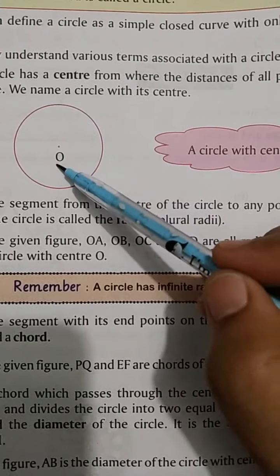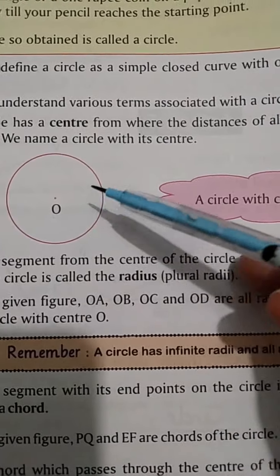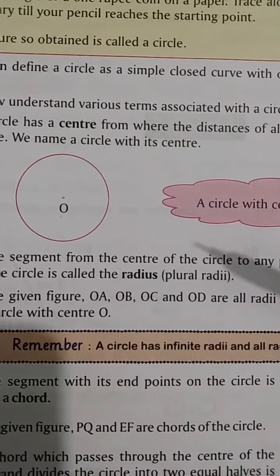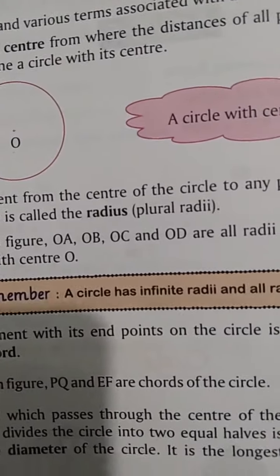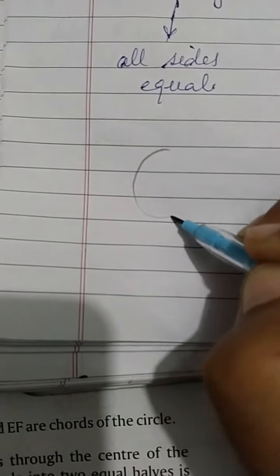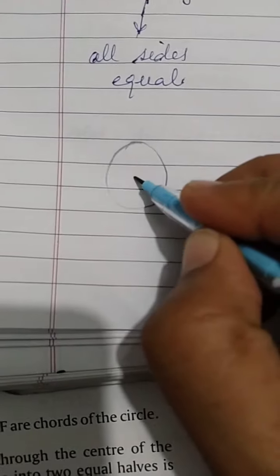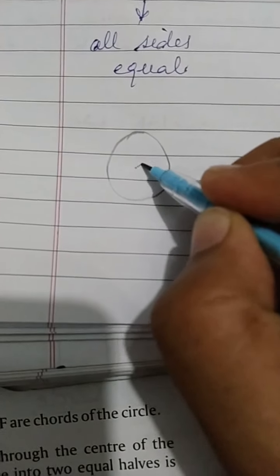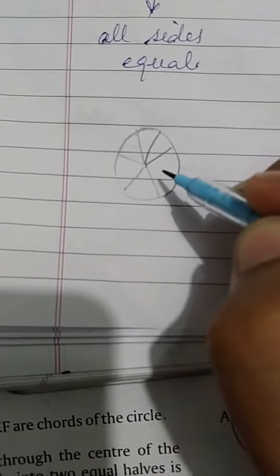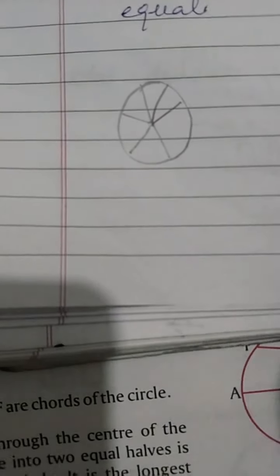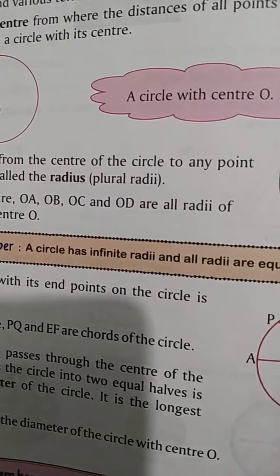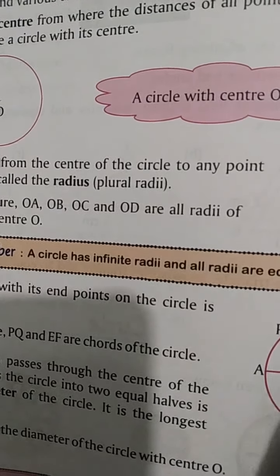A circle has a center. Whenever it is drawn, every circle has a center point. From this center point, all the lengths are equal. Here I have drawn a circle. Suppose this is the center point. So from here, every length will be equal. Center point means which is in the center, in the middle. It can be named anything, either O, A, B, whatever you want. And if it is mentioned in the question, then you have to use the same name.